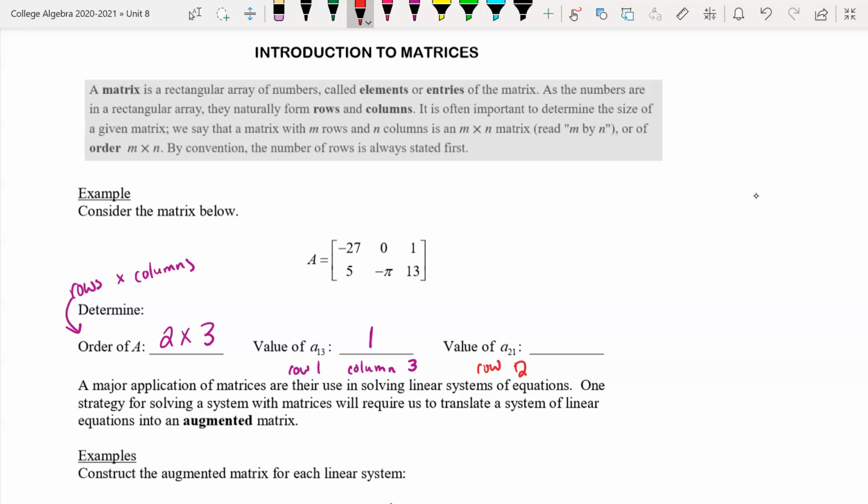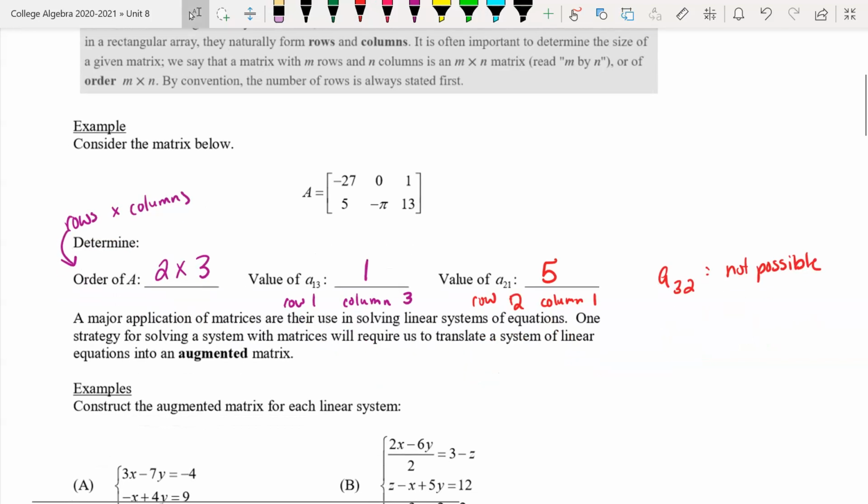A21 means row 2, column 1. So row 2, column 1 would be 5. Now if you get something like A32, that would be row 3, column 2. There is no number there, so you would just say not possible. So whenever they ask you for the order, and they're going to say, hey, now what's the value of this? It's always row by column, always.